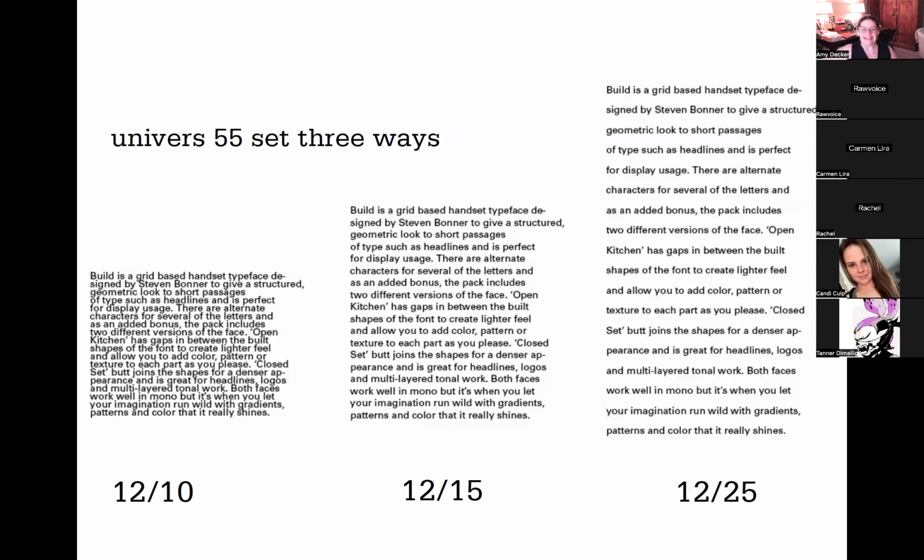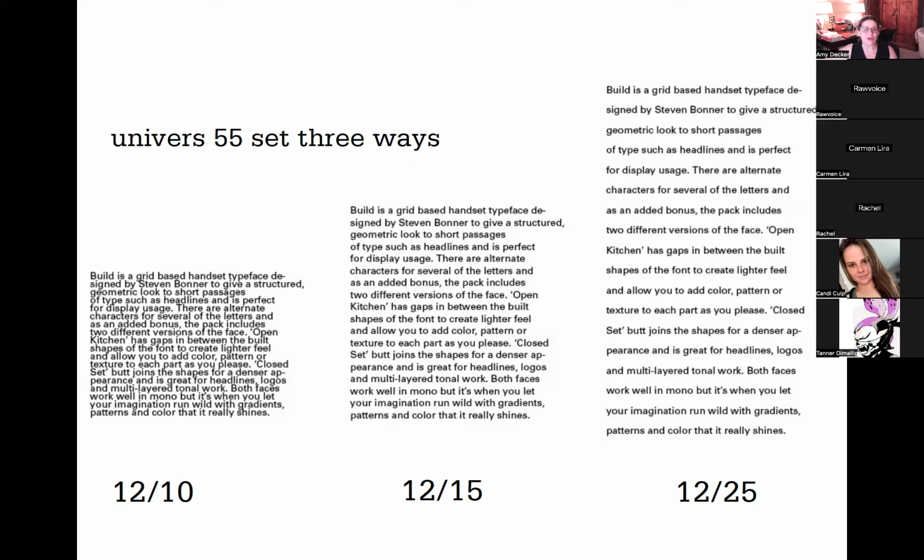Okay, we're talking about leading, and the leading of these three is 12 over 10, 12 over 15, and 12 over 25. 12 over 10 is too tight. The leading should never be less than the point size of the type. So if we have 12-point type, which all three of these examples do, we know for a fact that 10 is wrong. It should never be less than 12.